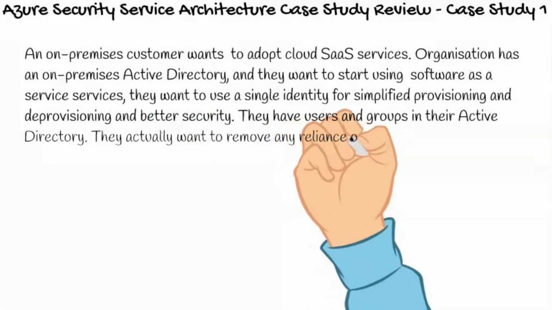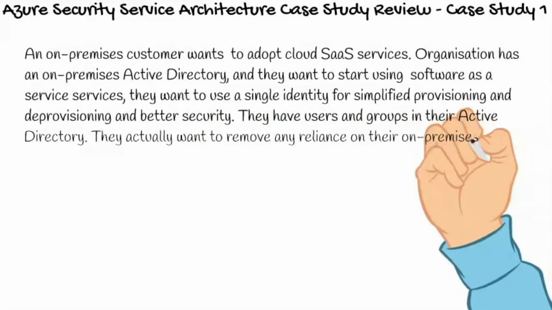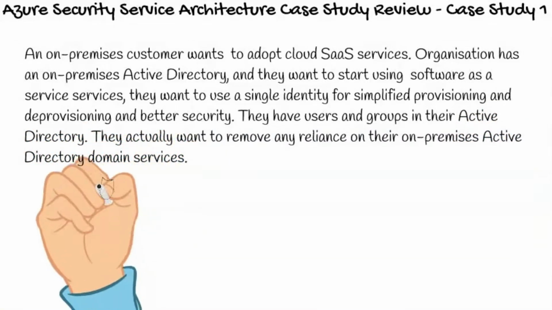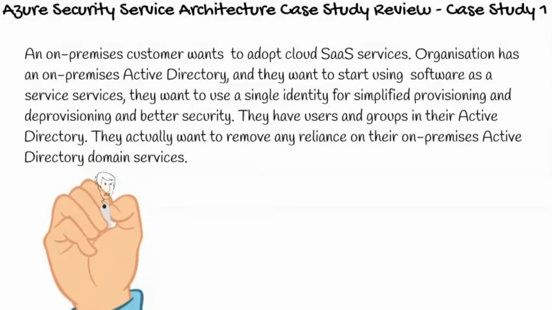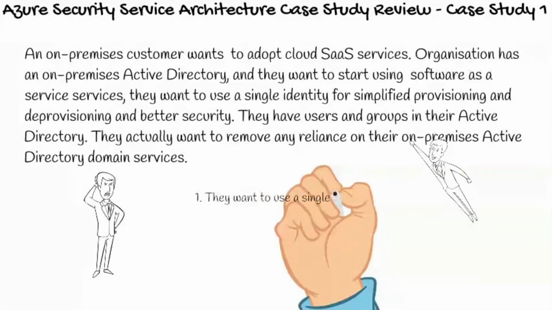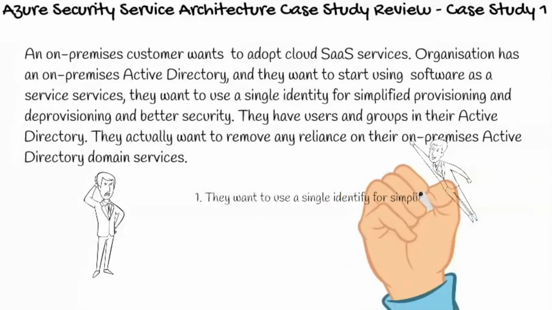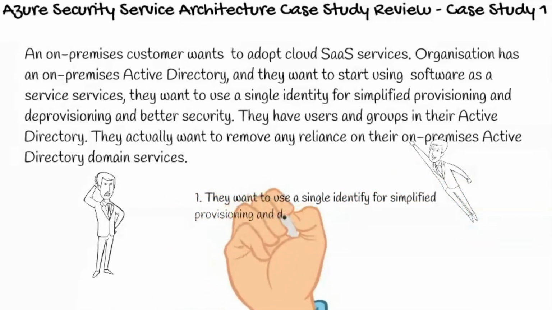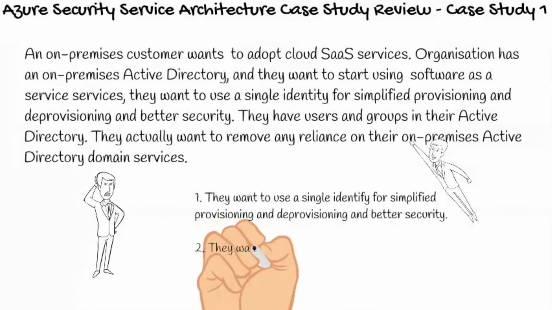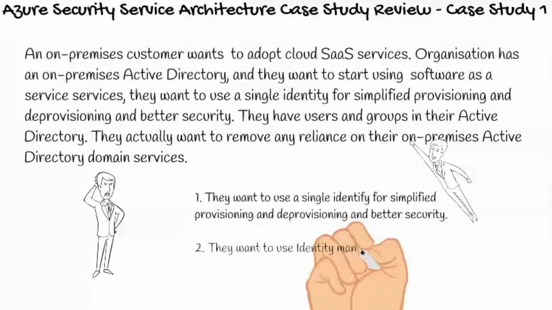Additionally, there were some users with higher levels of privilege, but they don't want them to always have those permissions just standing. The client is clueless on how to achieve this. John comes to the rescue. He understands that the requirements here are: the client wants to use a single identity for simplified provisioning and deprovisioning and better security. The client wants to use identity management.